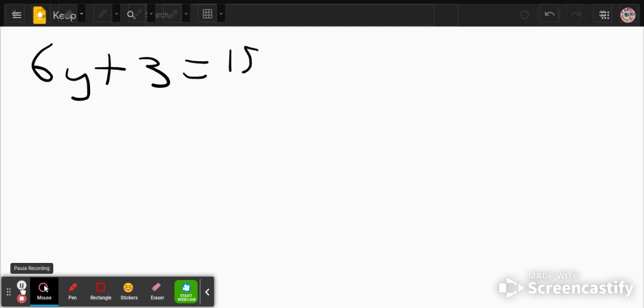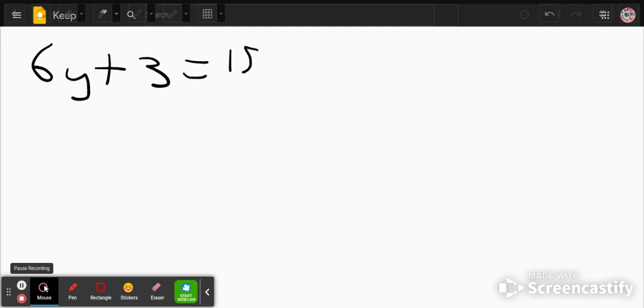This one states 6y plus 3 is equal to 15, right? So our main aim is to get the variable y by itself. It's not x this time. So when you have a term, what you want to do is first get rid of the number that's beside the term, right? And what number is beside 6y, the term? That would be 3, right?